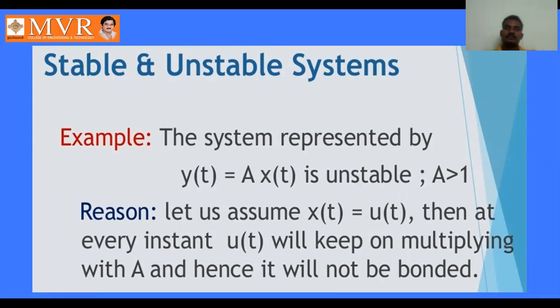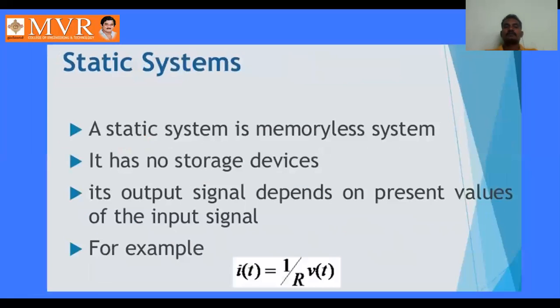So, for example, the system represented by y of t equal to a into x of t is unstable such that a is greater than 1. Here the reason is, let us assume x of t equal to u of t. Then at every instant u of t will keep on multiplying with a and hence it will not be bounded. If a is not greater than 1, it means that a is less than 1 or a equal to 0, and then the system is stable.